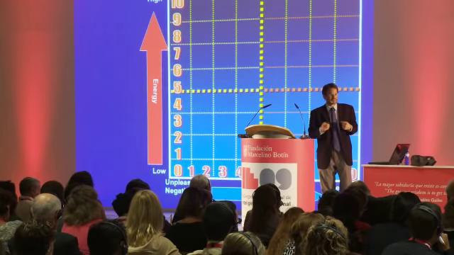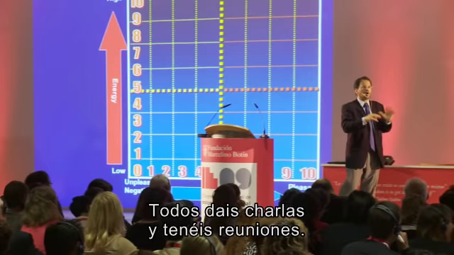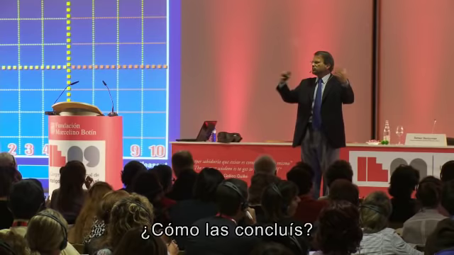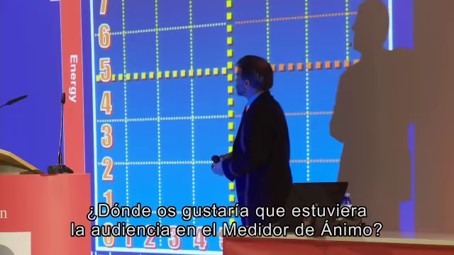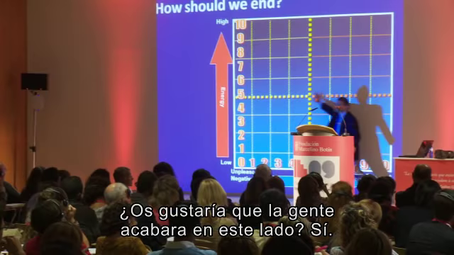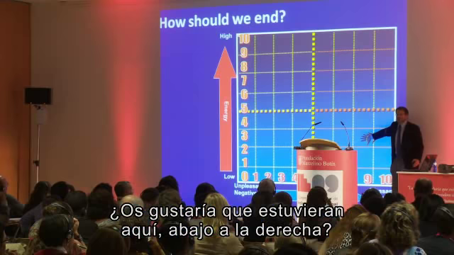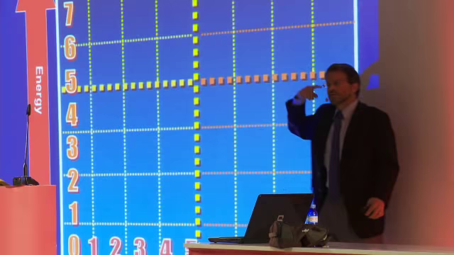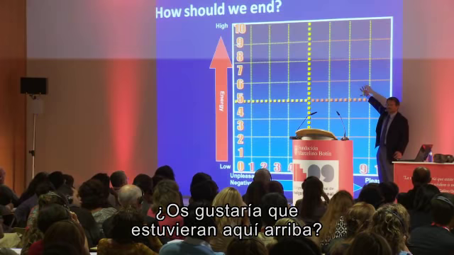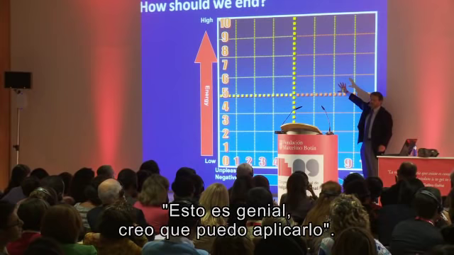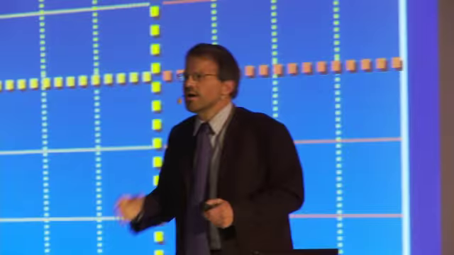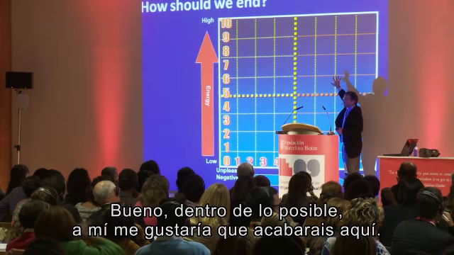You all give talks. You all have meetings. How do you end your meetings or your talks? Where would you want the audience to be on the mood meter? Would you want them to be on this side of the mood meter? Yes. Would you want them to be here, bottom right? Maybe some of you would. They'll be reflective, they'll think about it. Would you want them to be up here? Some of you would say yes. It depends on your goal. If you want people coming out feeling energetic, oh, this was great, I can apply this. If you want them to be more thoughtful, down here. Well, as much as possible, I want to end here.